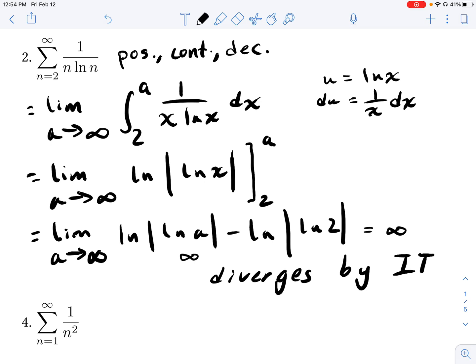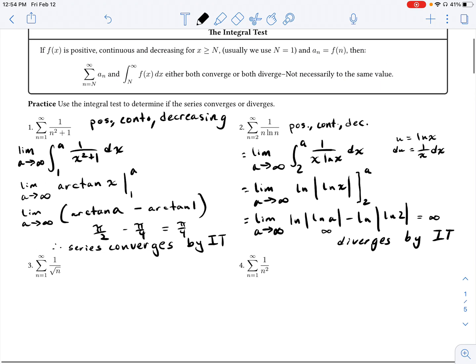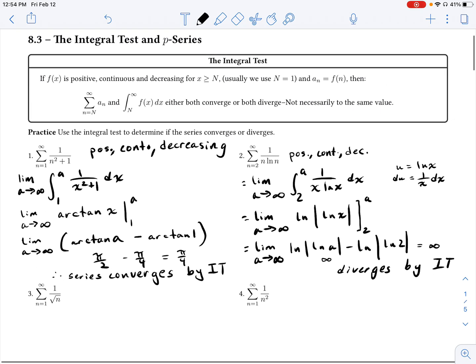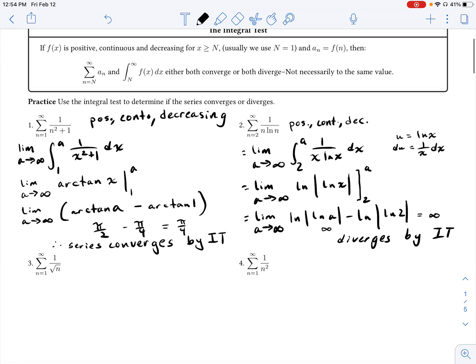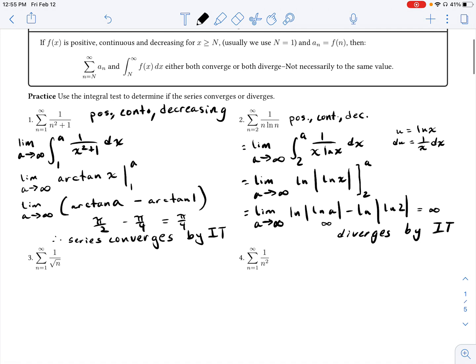Okay, so hopefully this helps give you a sense of how the integral test works. And in the next video, we'll look at some of these other problems here, but we'll give ourselves the option of using either the integral test or something called the p-series test.